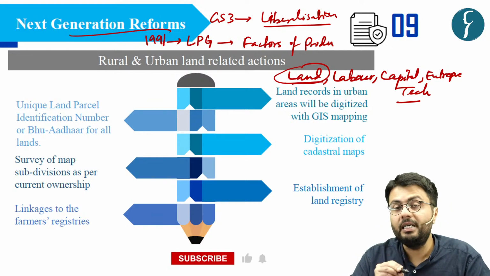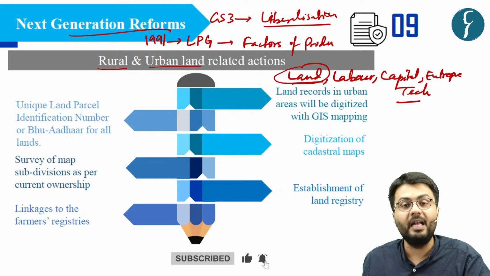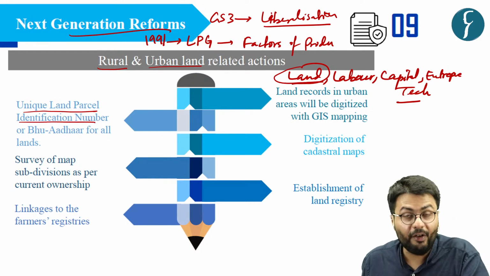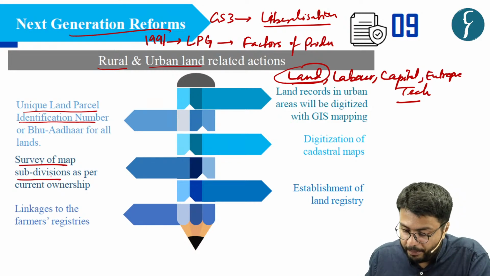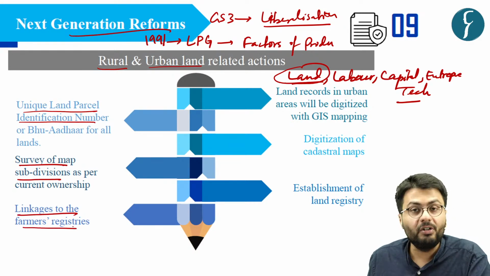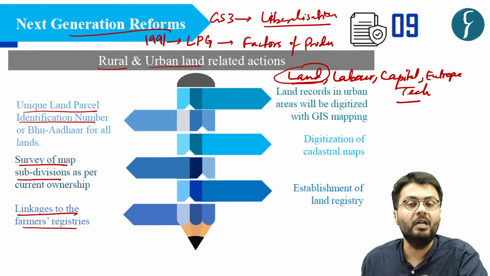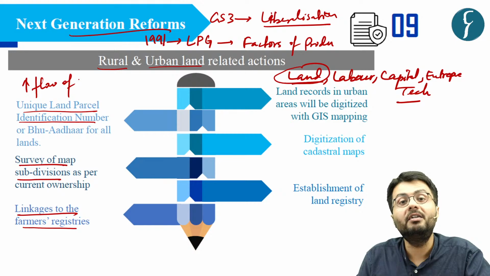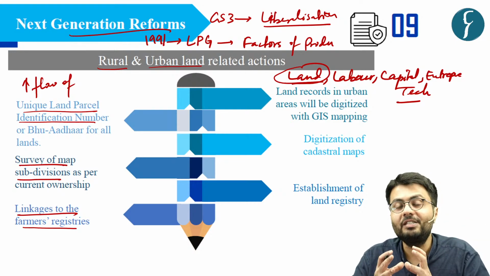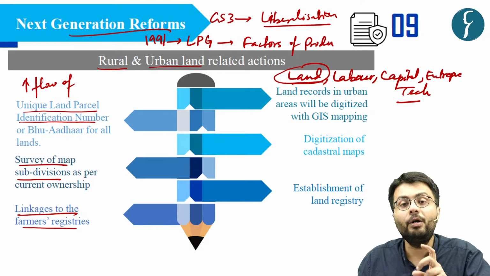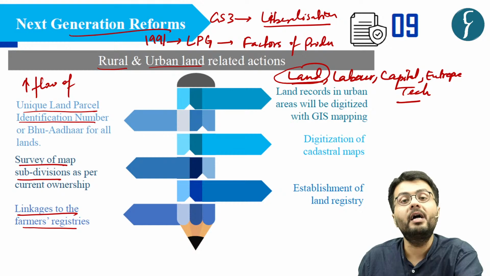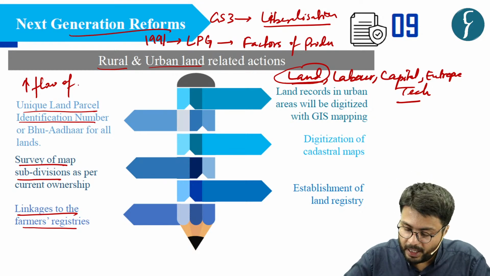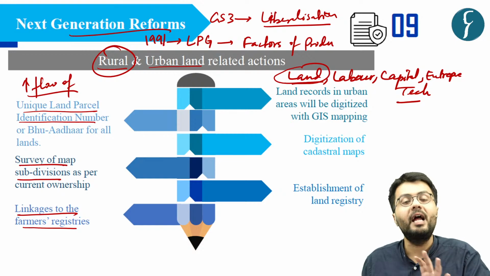In this regard, the government has announced policy for both rural and urban land issues, such as providing rural areas with a unique land parcel identification number, undertaking a survey of map subdivisions, and also linking the farmers' registries to their own land. This will increase the flow of funds of the formal sector in the country's rural development. Currently, farmers do not have land rights, hence they are unable to mortgage their lands to take loans from the country's formal financial sector. So as to reduce their dependence on informal loans, the government is undertaking rural land related reforms.